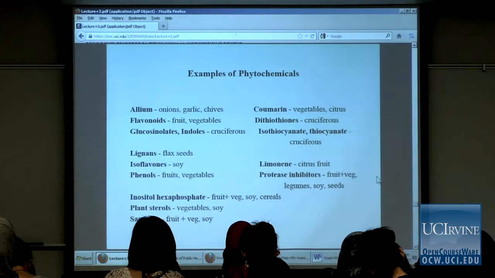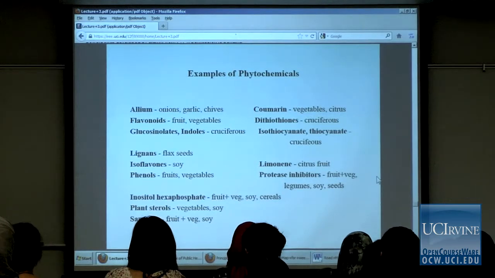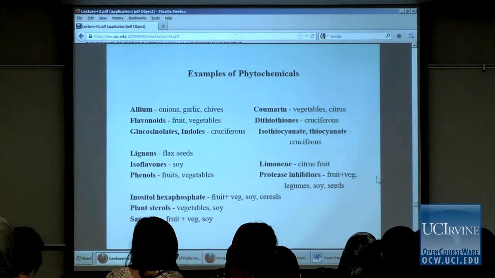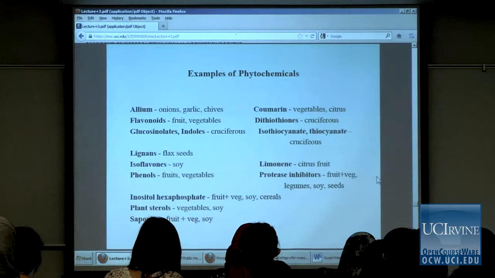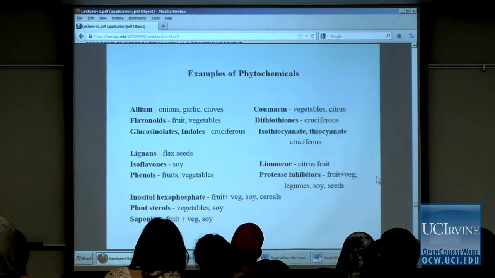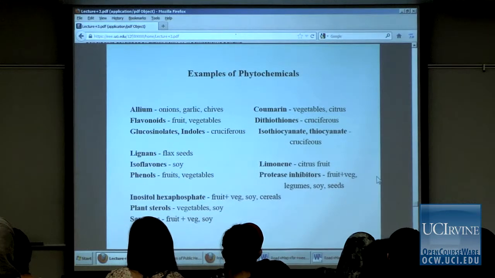So if I look at that, did any of you eat any type of phytochemicals last week? I'm not asking about fruits and vegetables, but maybe lignans, maybe phenols, maybe saponins, any of that? Did any of you eat those last week?